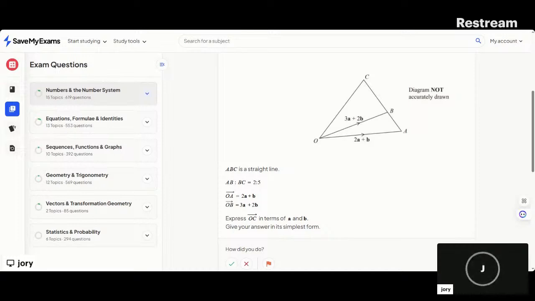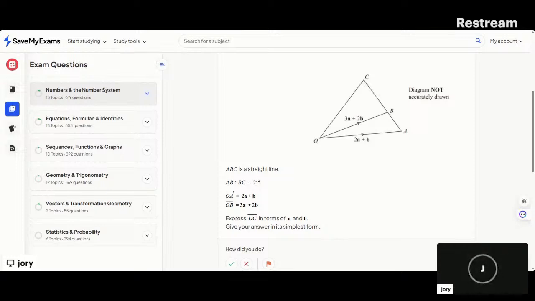And then we know that AB to BC is 2 to 5. So you're going to divide AB by 2 and then multiply by 5. So it's half times 5. So it's 5 over 2. So BC equals 5A over 2 plus 5B over 2. That's BC.